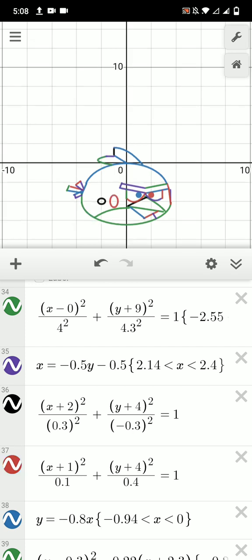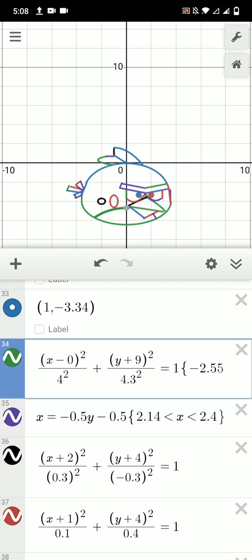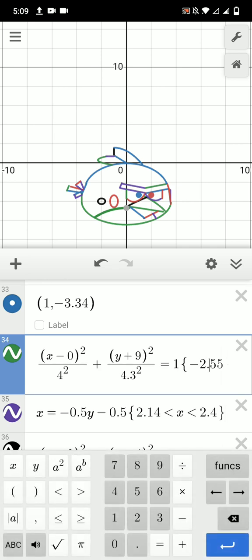Let's move on to this part. This function here is (x - 0)^2 / 4^2 + (y + 9)^2 / 4.3^2 = 1, with the domain of x greater than -2.55 and less than 0.22.